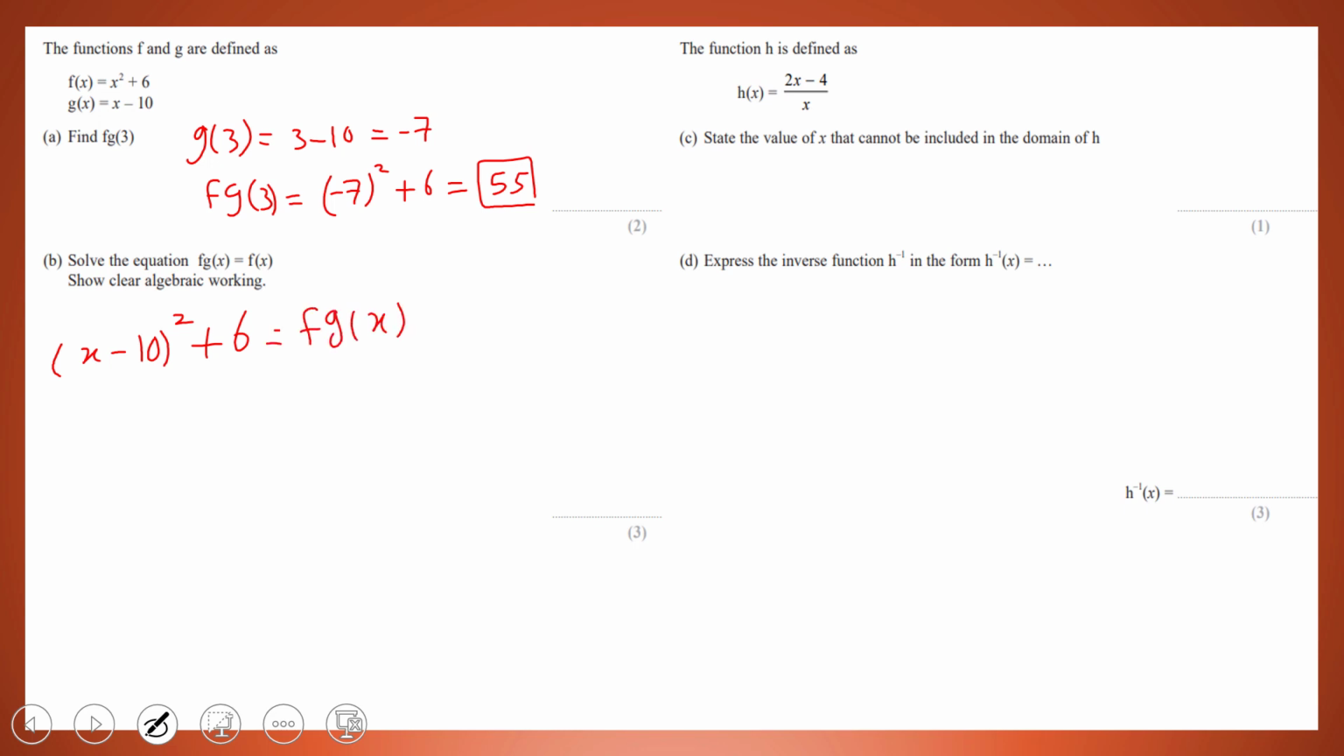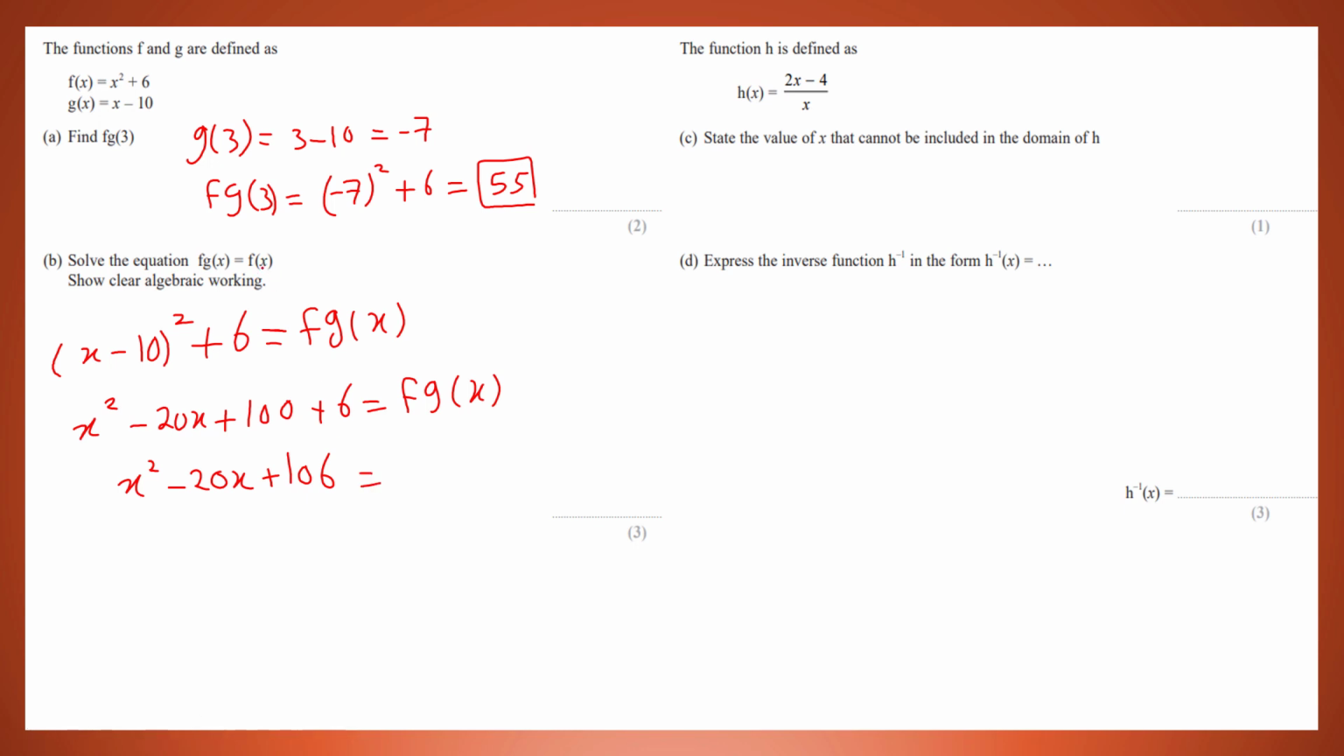Let's simplify it, and then I will equate this one to the f of x itself. This will be x squared if you expand the bracket, and here plus 100, and then you have minus 20x added to 6. This is the composition. So the composition will be, at the end, in its simplest form, x squared minus 20x plus 106. And this one, make it equal to the function notation of f, which is x squared plus 6.